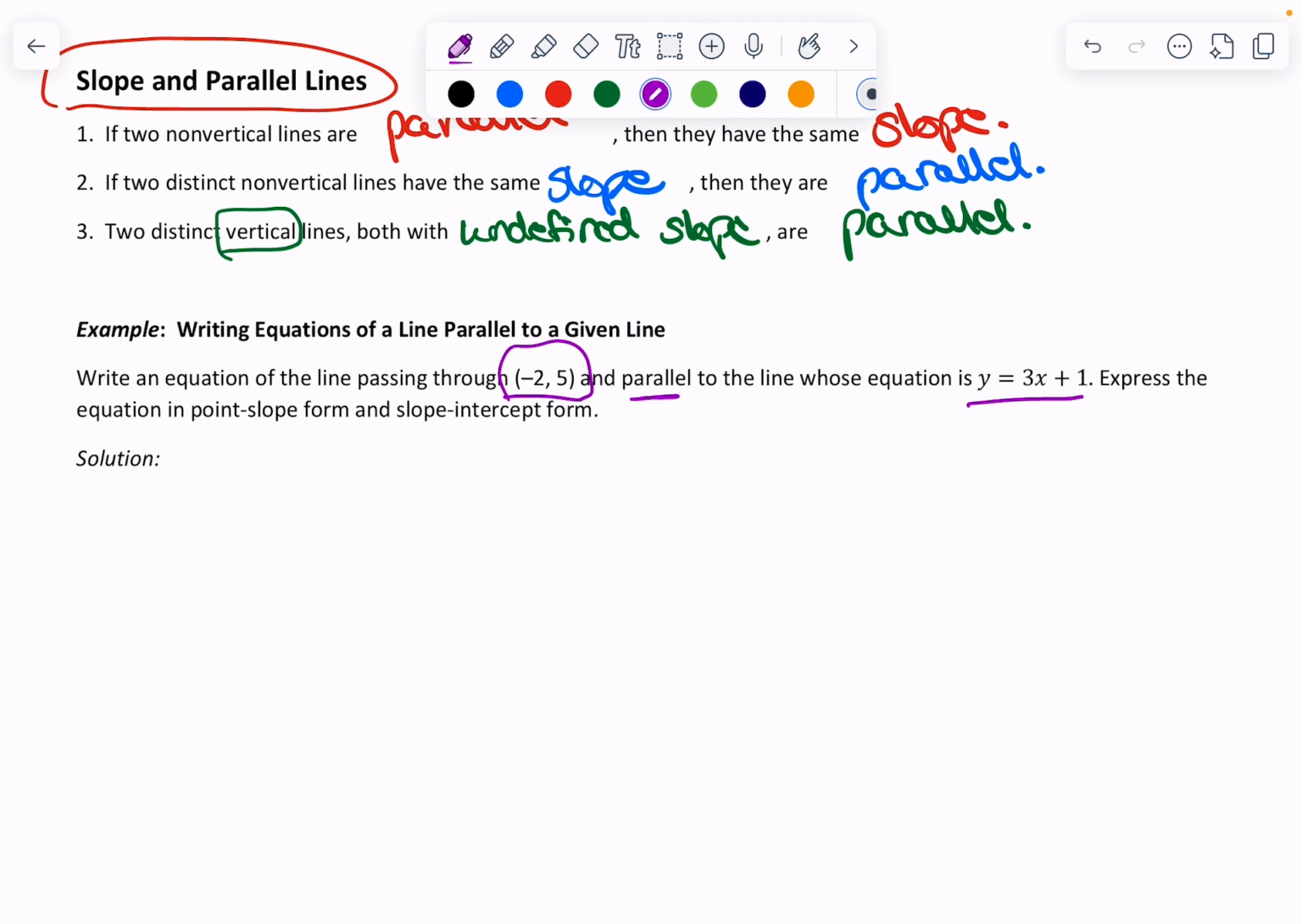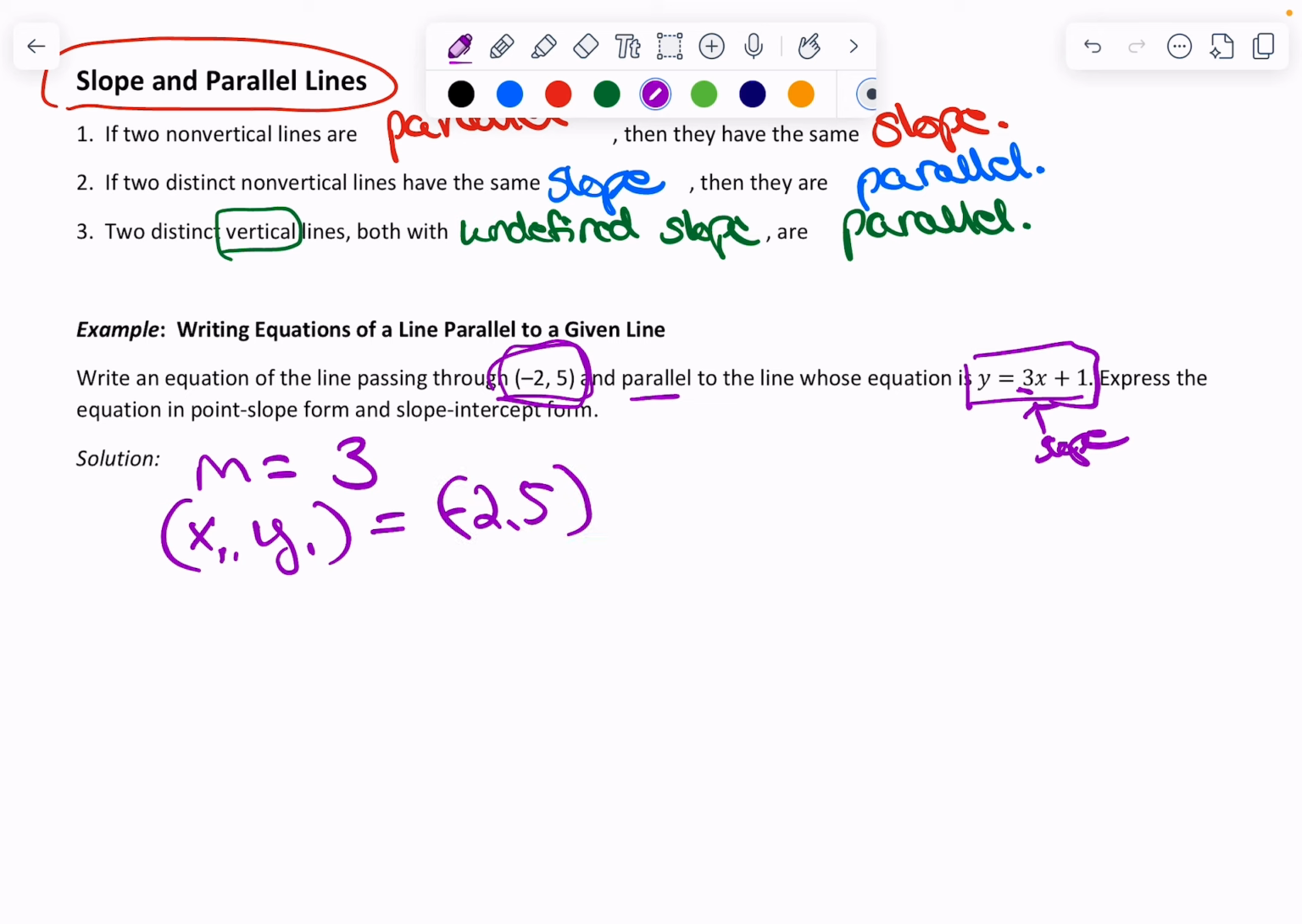Okay, what do we know? If it is parallel to this line, the slope is going to be the same. And the slope for this is 3 right here. So we know that the slope is going to be 3. Then we have a point that the line is going to be passing through. So the x1, y1 ordered pair is going to be (-2, 5). Okay, first we're going to do the point-slope form because we have a point and we have a slope.